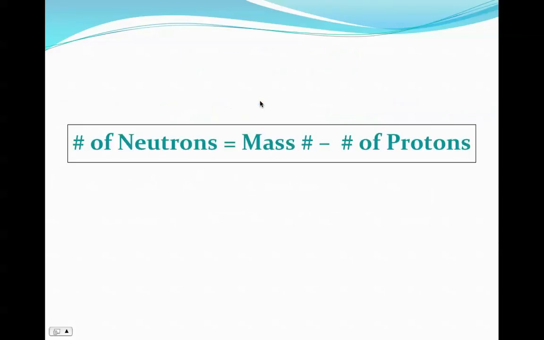Because we can find the number of protons using the atomic number, I can really use the mass number to determine the number of neutrons. So the number of neutrons is the mass number minus the number of protons.